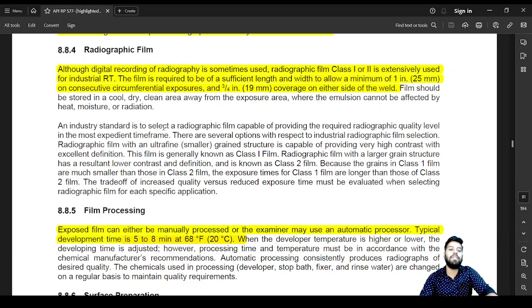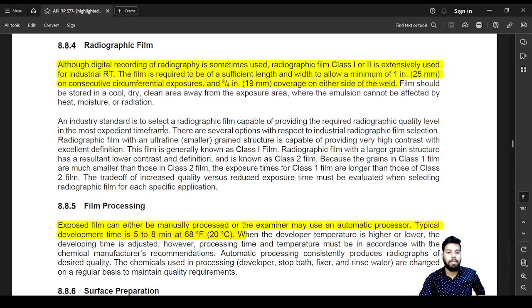or consecutive circumferences exposed, and 3 by 4 inches, that is 19 mm coverage on either side of the weld. So if this is your weld area, 1 inch on either side would generally be radiographed to identify if there is any kind of defect on the weld area or in the heat affected zone.